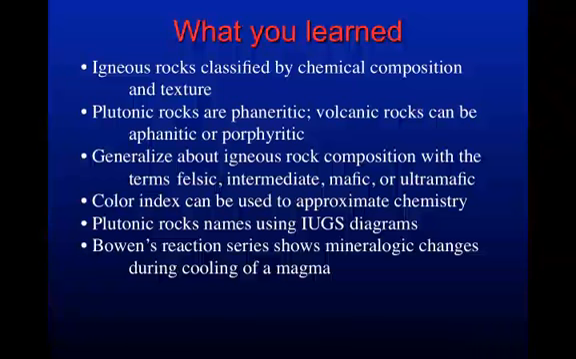There again, just be careful because it's not cut and dried, and especially when we get to volcanic rocks, it's trickier. But I'll explain some tricks you can do to help with that. Plutonic rock names are based on those IUGS diagrams, and only those minerals that show up on the corners of the appropriate IUGS diagram. And Bowen's reaction series shows the mineralogic and chemistry changes that you expect during the cooling of a magma.